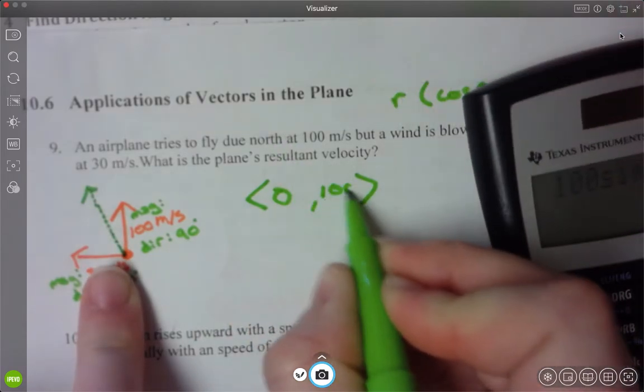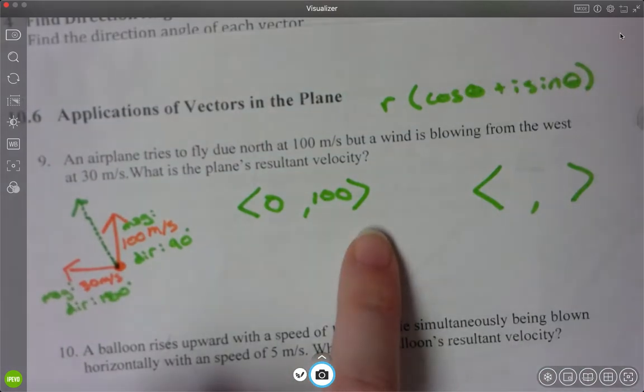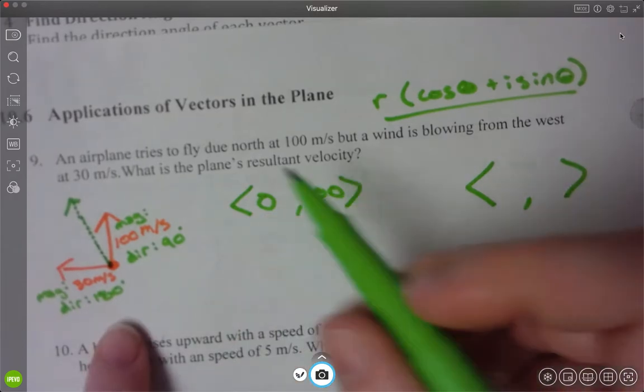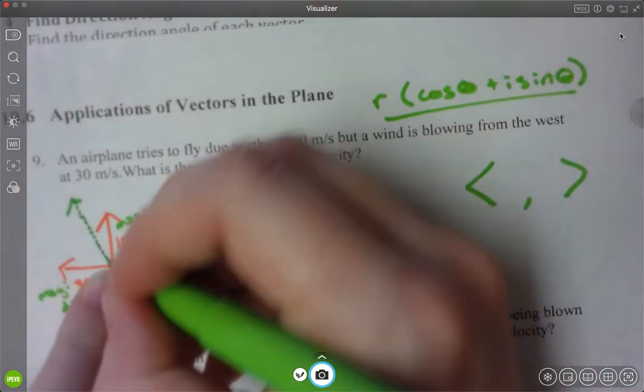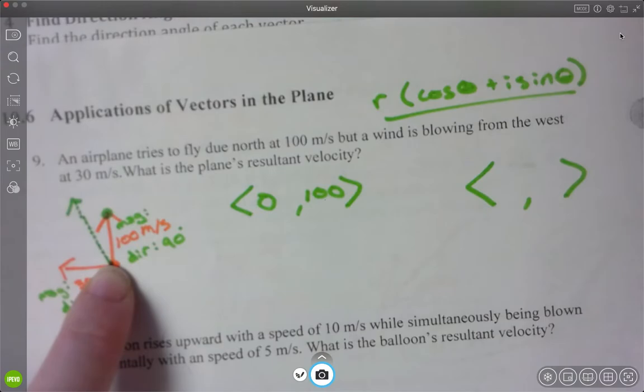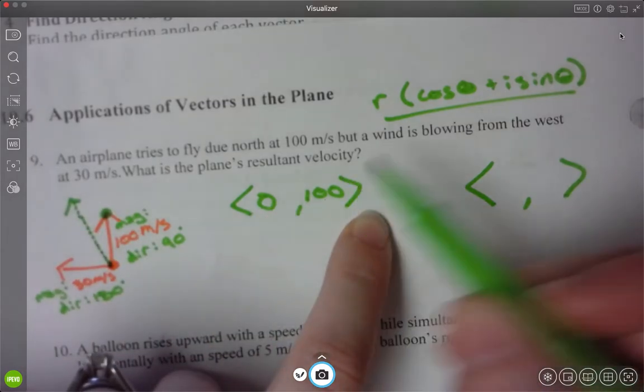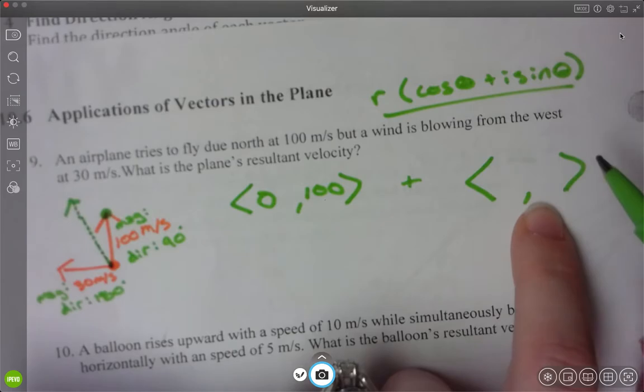So if you have to write the formula out, you can sure do that. But 0, 100 is basically where this vector is going to land me. 0, 100 is going to get me to that point, which we could have probably just figured out by thinking about it, right? If it's going 100 straight up in the air, that's component form of 0, 100. So let's think about this second one rather than doing the formula.